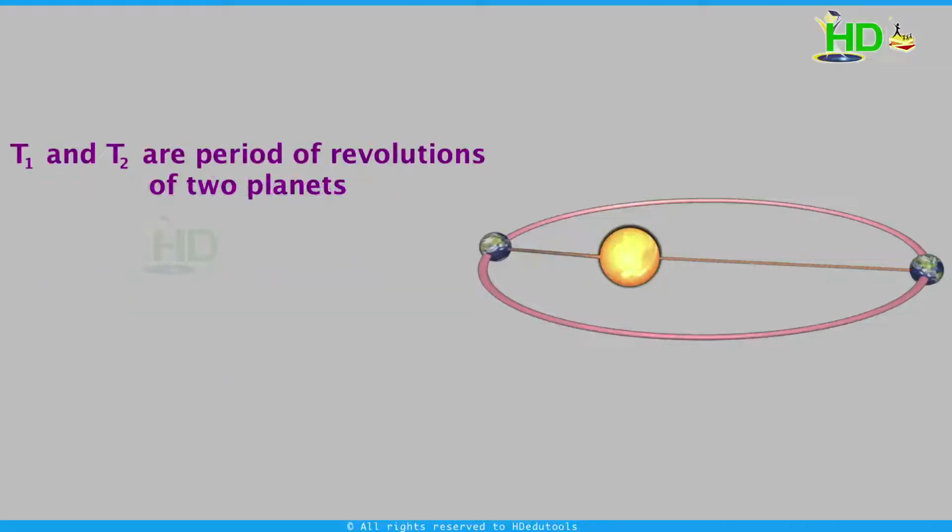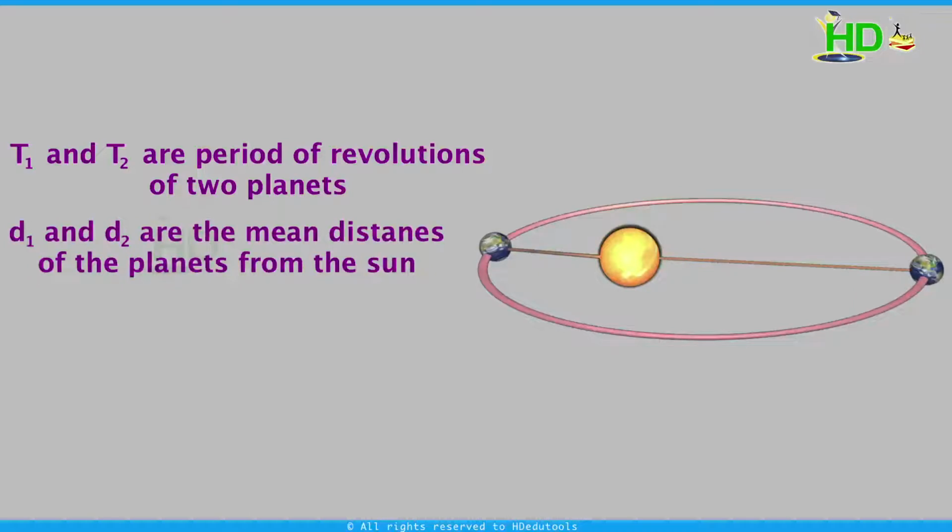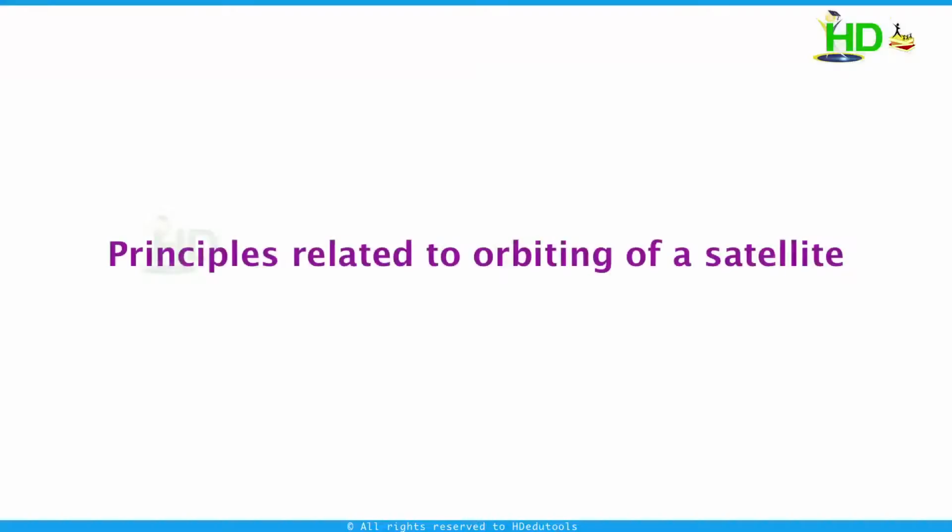If T1 and T2 are periods of revolution of two planets, and d1 and d2 are the mean distances of the planets from the Sun, then according to Kepler's third law, T1 squared by T2 squared is equal to d1 cubed by d2 cubed. This law is also called the law of time periods. And now we discuss some principles related to the orbiting of a satellite.